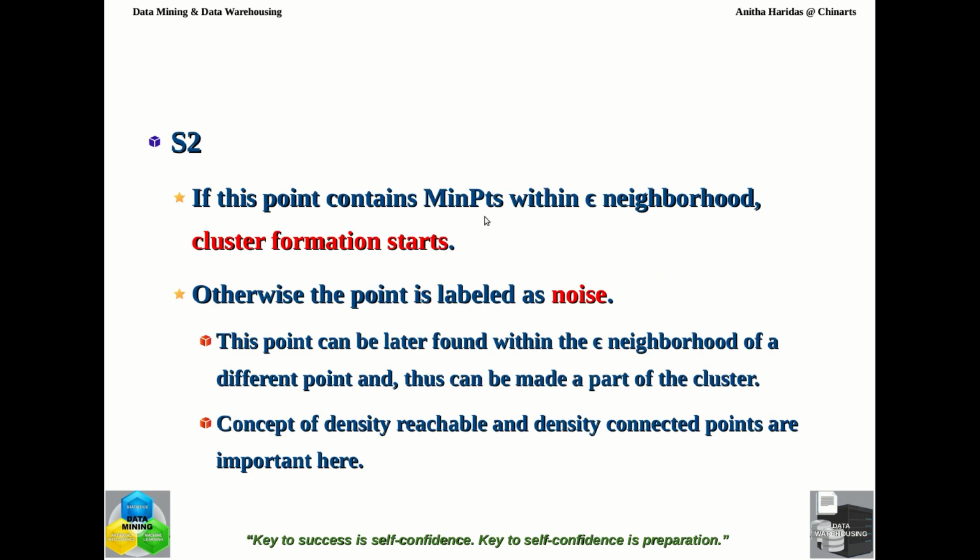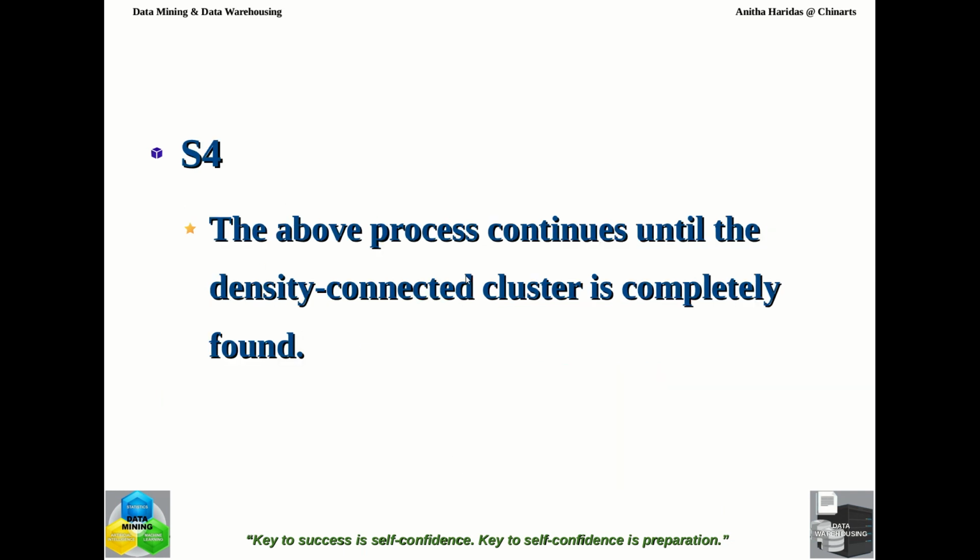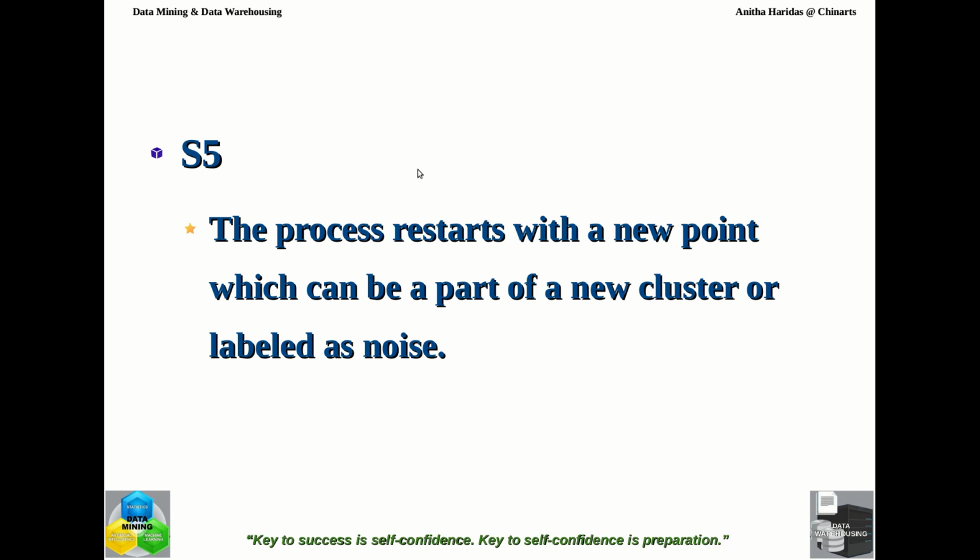So you select one arbitrary point, check whether it is a core point or a noise. If it is a core point, all the points found within the epsilon neighborhood will be added along with their own epsilon neighborhood if they are also core points. And this process will be continued until the density connected cluster is completely found, and the process will restart again with the new point, which can be part of the new cluster or labeled as noise. So these are the 5 steps in the DBSCAN algorithm.